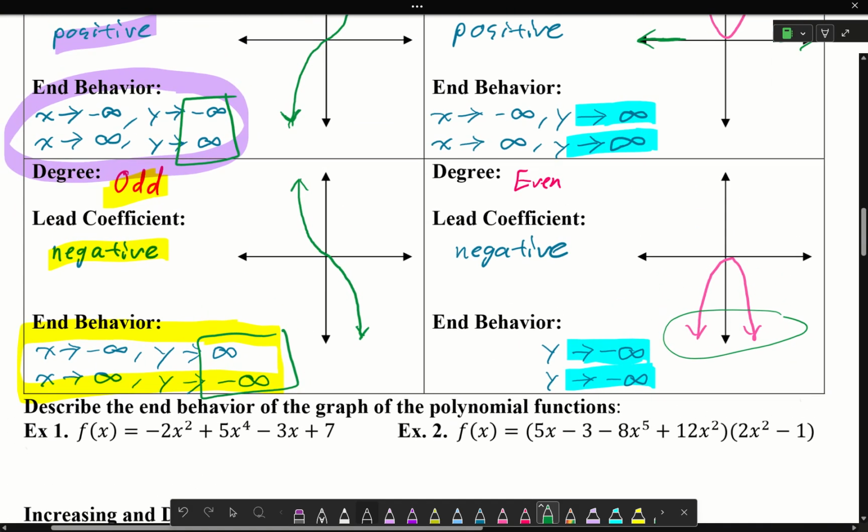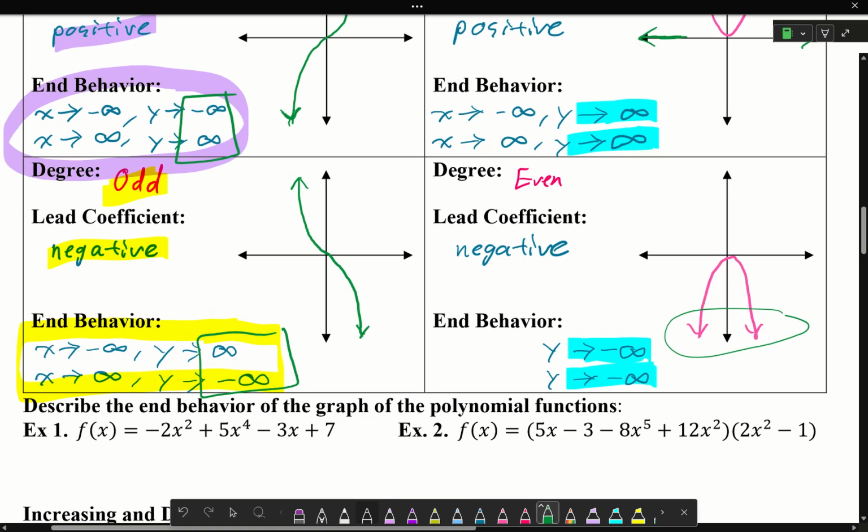Okay, so let's try this. Describe the end behavior of the graph of the polynomial functions. So in example 1, we're going to find the degree of this polynomial. That would be the highest power right there on the variable. So this is 4th degree, which is even.